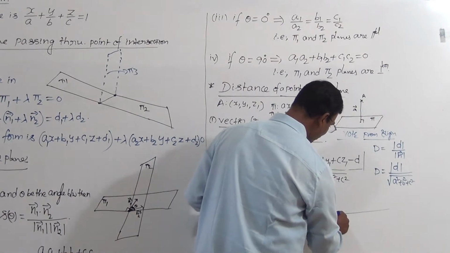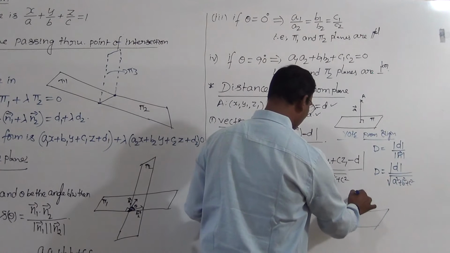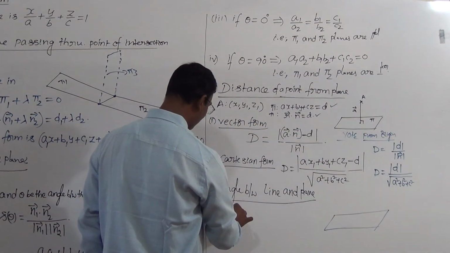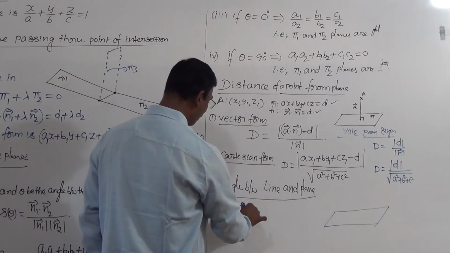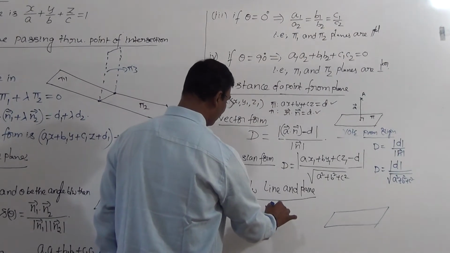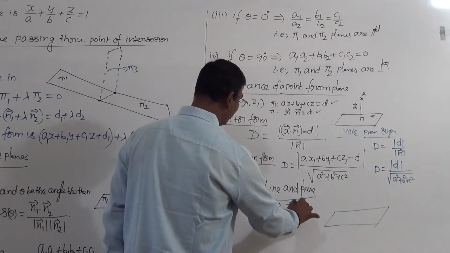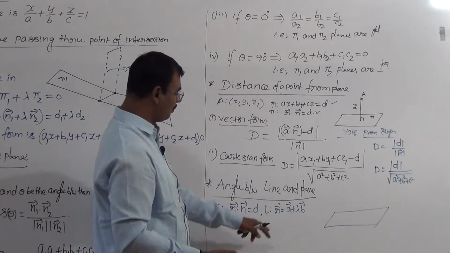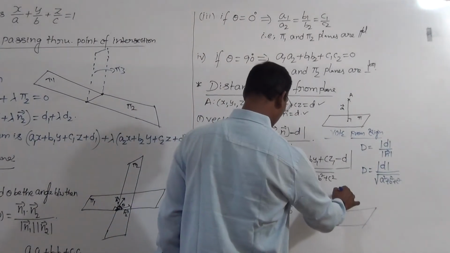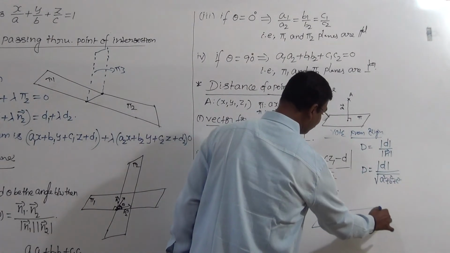So let us see, this is the plane and this is the line, any line here. The plane equation is pi: r bar dot n bar is equal to d. The line is denoted by L, that is r bar is equal to a bar plus lambda times b bar. So what is n bar here? It is the normal vector, normal to the plane.